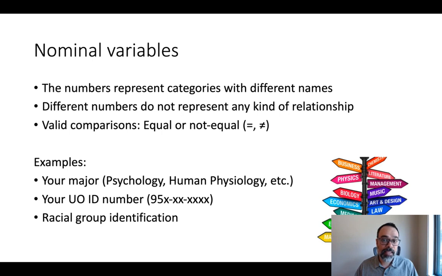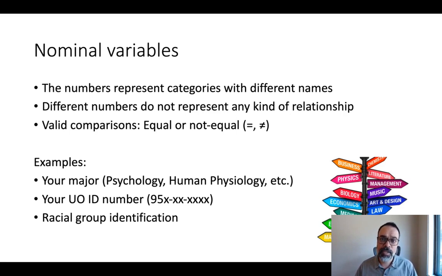I can make a valid comparison about whether 2 people have the same or different major by asking, do they have the same or different numbers? So are their numbers equal or not equal? That's a valid comparison. But none of the other usual meanings of numbers apply. I can't say that if psychology is a 1 and human phys is a 2, that one of those is greater than or less than or twice as much or any of that kind of stuff. It's just, are they the same number or different number?